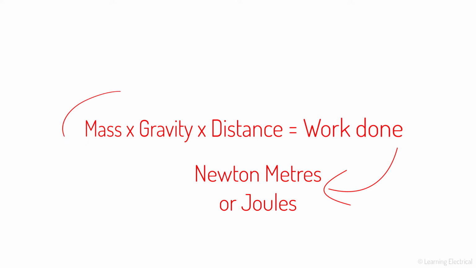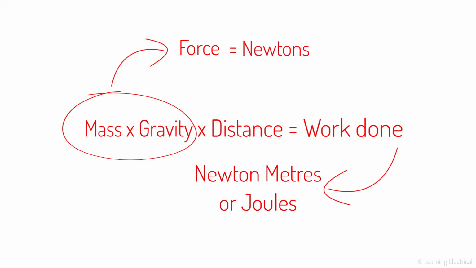So what we have so far is that mass times gravity equals force, which is measured in newtons, and that force times distance is work done, which is measured in Newton meters, or joules. Written in full, this would be mass times gravity times distance equals work done.